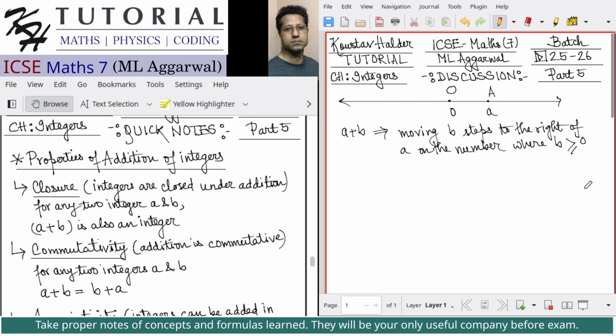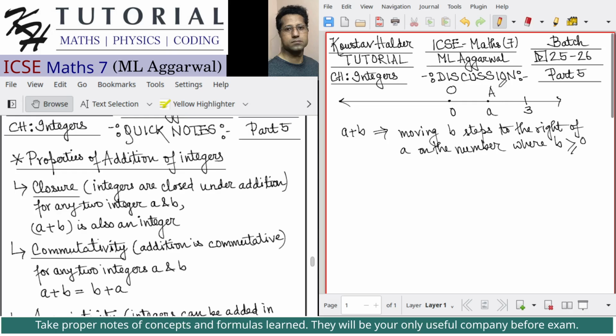Now when you move a number of steps from a particular position on the number line which is represented by an integer, you will obviously land on another integer. So let's say this is 3. Now if I add a plus 3, it means that I am moving to the right hand side. I am moving 3 steps to the right hand side from the position represented by the integer a.